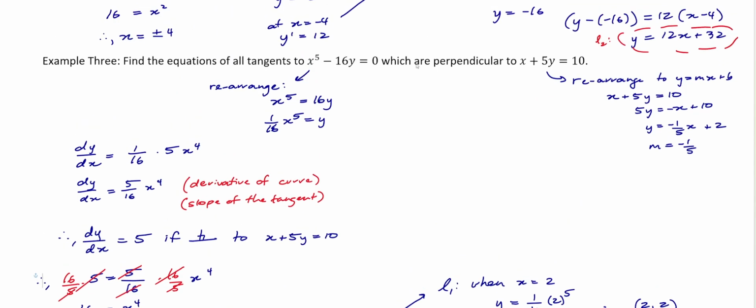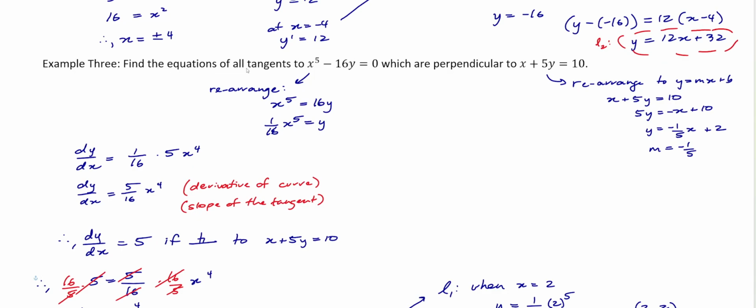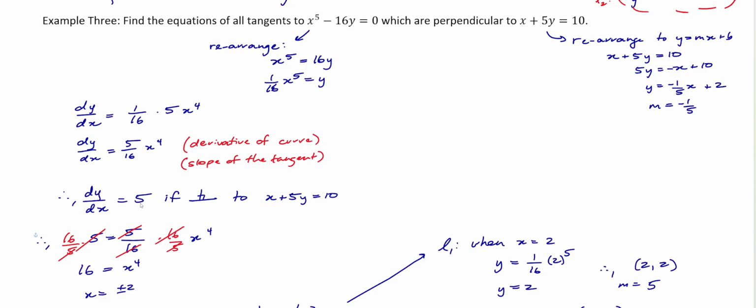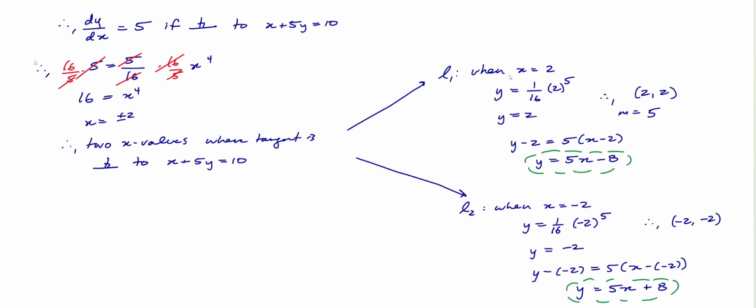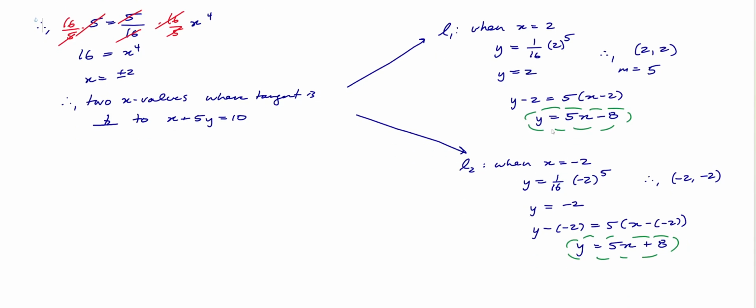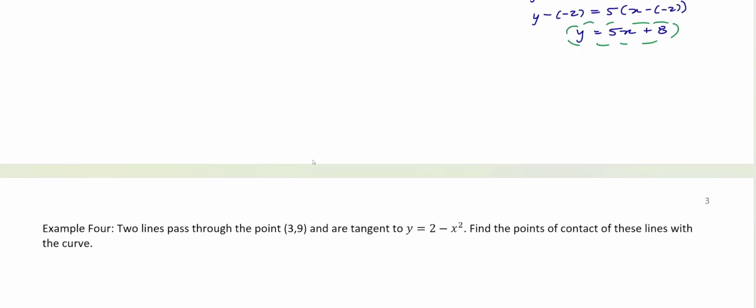So if we reread the question, find the equations of all tangents of this curve which are perpendicular to this line. We found the slope of that line so that we could set the first derivative to the negative reciprocal because it's perpendicular. We solved for the x value when that occurs. We found that there were two x values. And then we found the equations of the tangents at each of those x values. y is equal to 5x minus 8. y is equal to 5x plus 8. So as you can see, the complexity is definitely ramping up here.